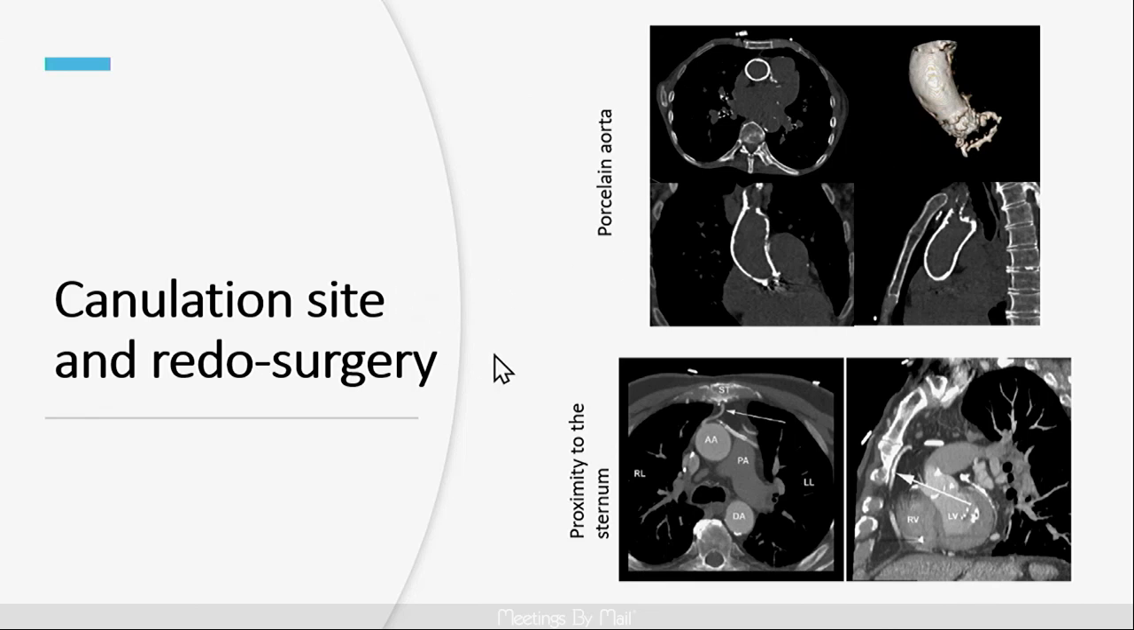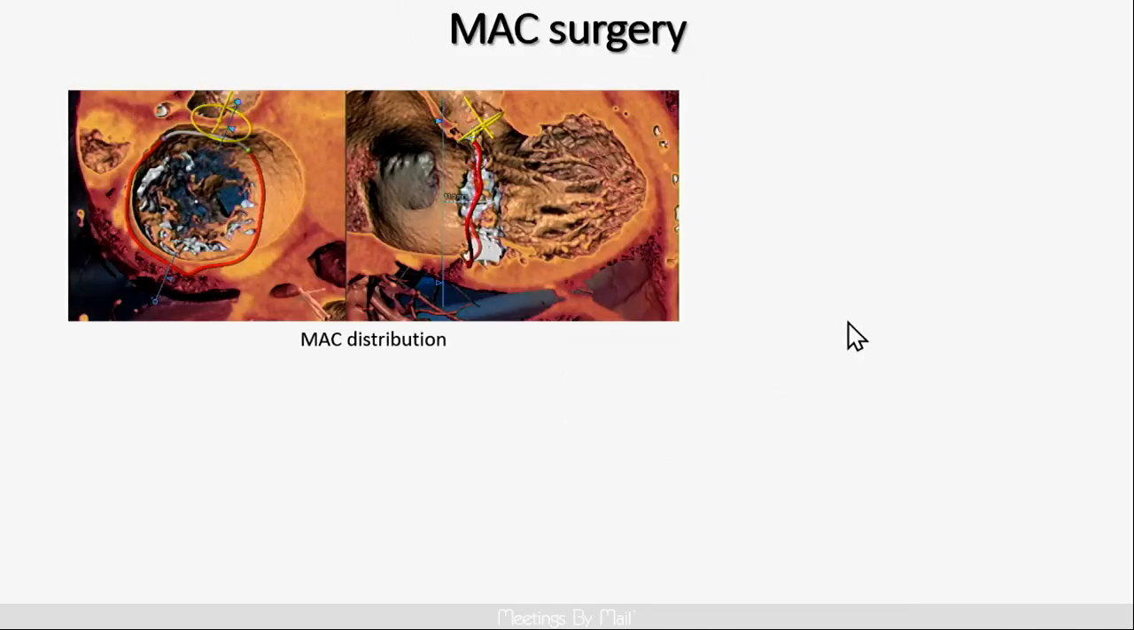CT is also, we always routinely do it in cases of redo surgery, and the reason why, particularly for bypass, is to see if there are any bypasses that cross close to the sternum, as in this case where you can see that the LIMA is immediately crossing behind the sternum, so there is a risk of injury upon re-entry.